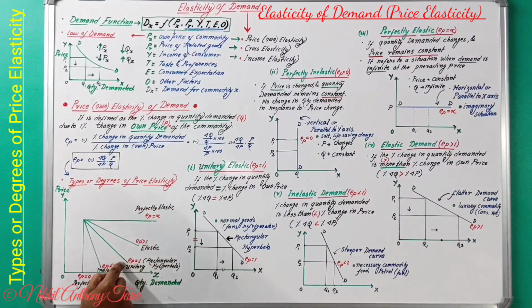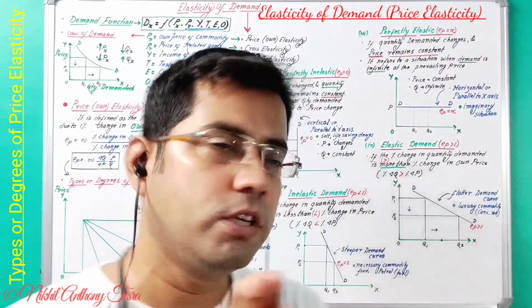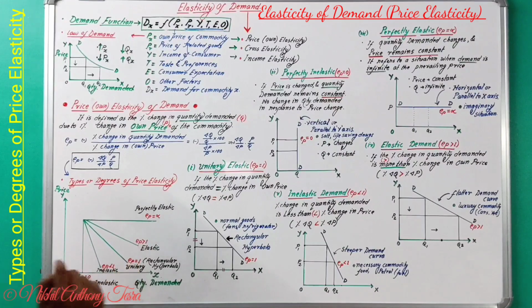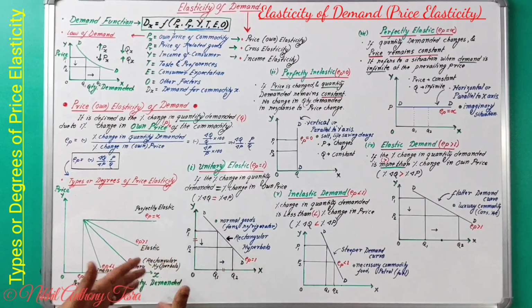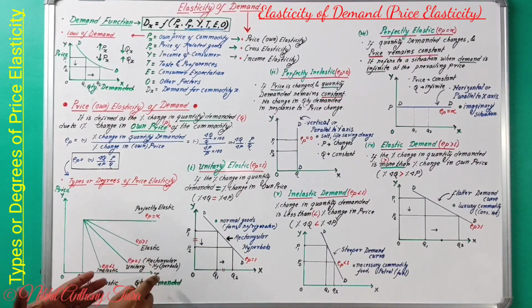Now you know 1 is unit. Unit is 1. From that sense we can say EP equals 1 is unitary elastic. I repeat, EP equals 1 is known as unitary elastic. This is also known as rectangular hyperbola. We will discuss it later on.